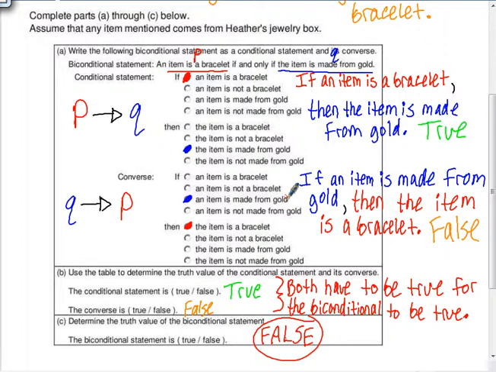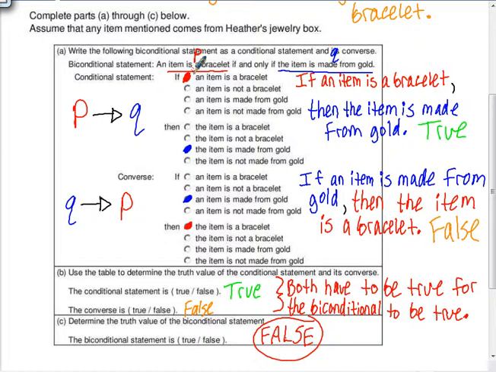So remember, the conditional is just going straight forward, meaning if it is a bracelet, so just put the word if here, take out if and only if, and put the word then in. So if the item is a bracelet, then the item is made from gold. So that's what you do. If an item is a bracelet, then the item is made from gold. That's P then Q.